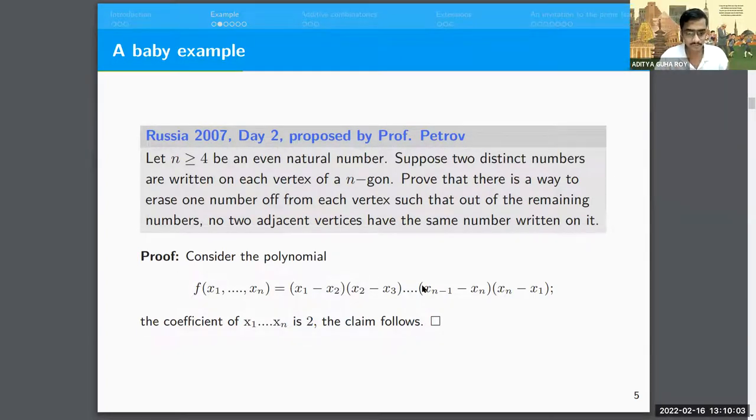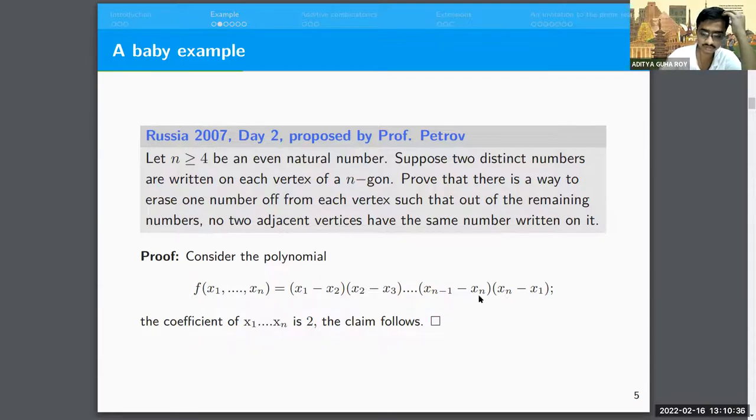This is because by combinatorial Nullstellensatz, if we consider Si to be the set of numbers on the ith vertex, then in this set S1 cross S2 cross up to Sn, there exists some tuple x1, x2, ..., xn such that this polynomial is non-zero. And saying this polynomial is non-zero is essentially saying that adjacent vertices have distinct numbers, because all the terms are non-zero.